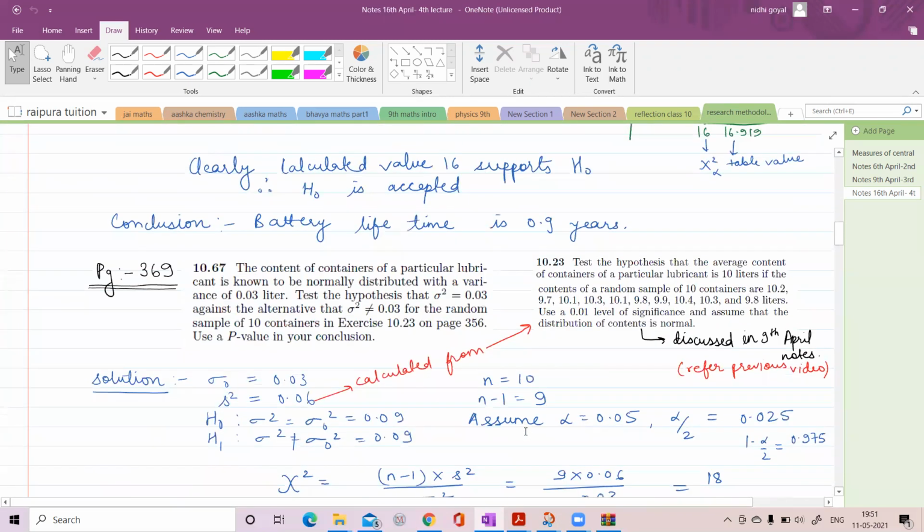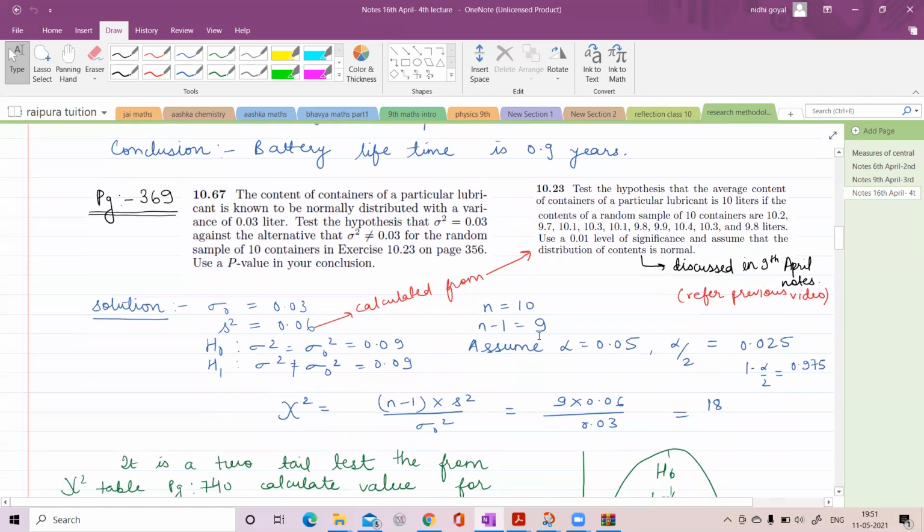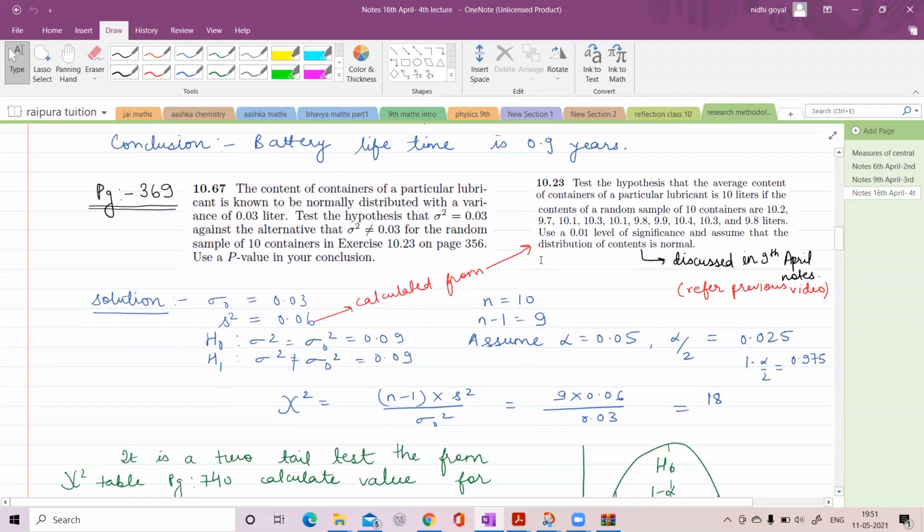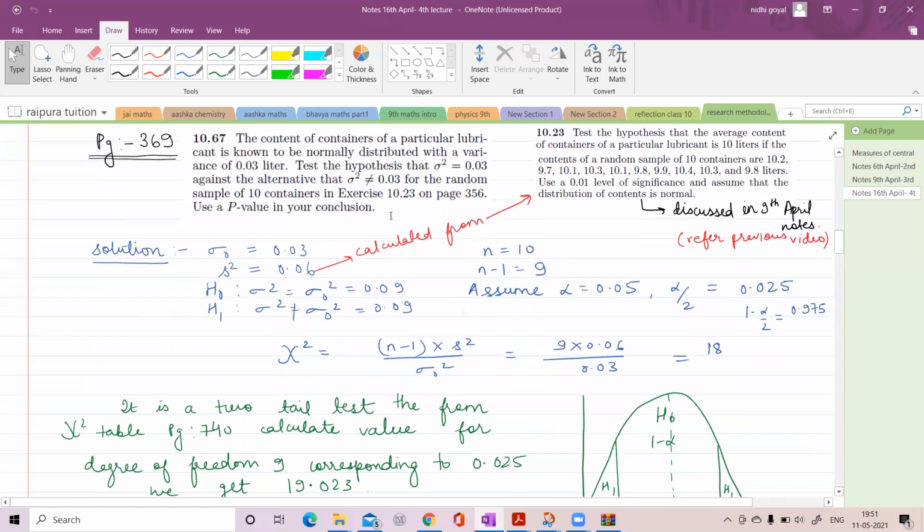Now there is another question which is given on page number 369. This question also says that we need to refer to exercise 10.23 on page number 356. So this is the question being referred to here. For the solution of this question, we can visit our previous lecture or previous notes of 9th April, in which the solution is given. All these things we can see from the question. And this s square is 0.06, a value calculated from this question, and we can see it in the previous video.